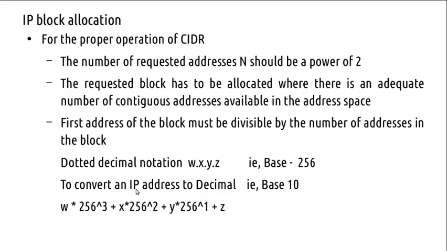So you will convert the IP address to decimal, and you will check whether it is divisible by the number of addresses in the block, right? The total number of addresses in the block you will be able to get, isn't it? So last address minus first address, that will be the number of addresses in the block, or 2 power 32 minus n, that will give the number of addresses in the block. Either of these can be used. So the first address should be exactly divisible by the number of addresses in the block, right?